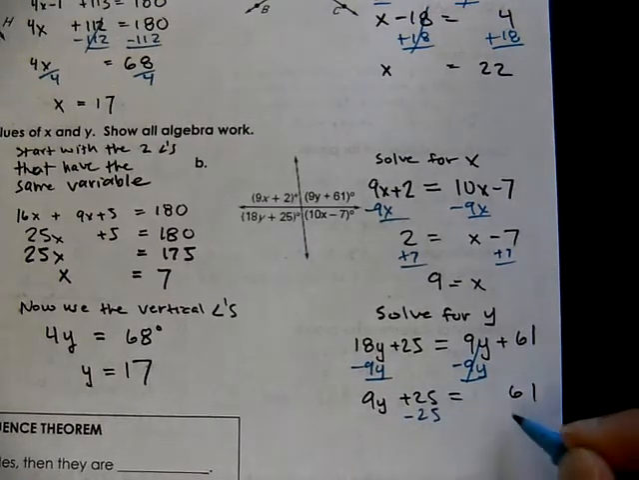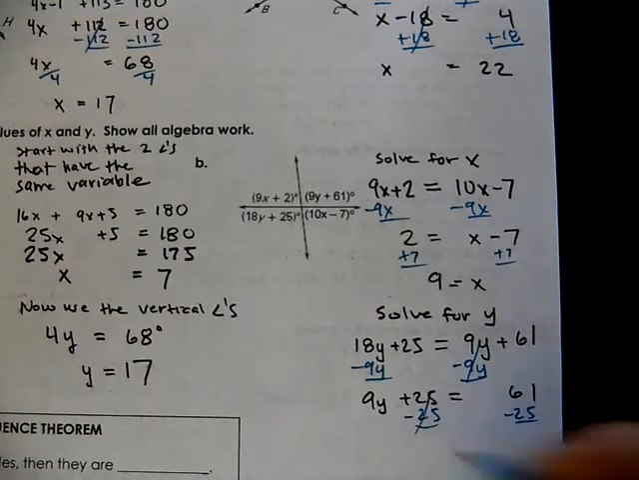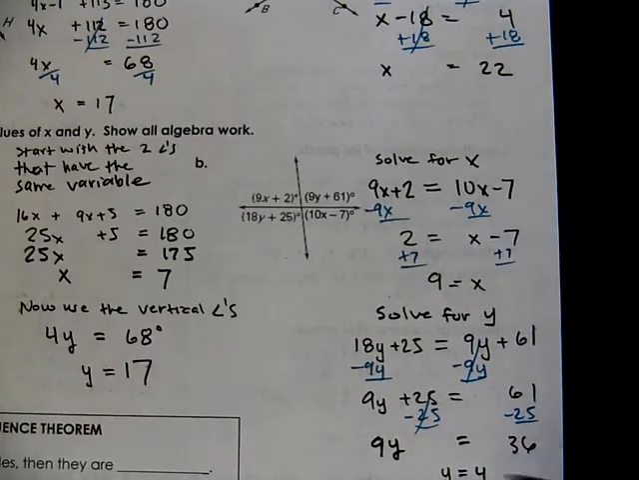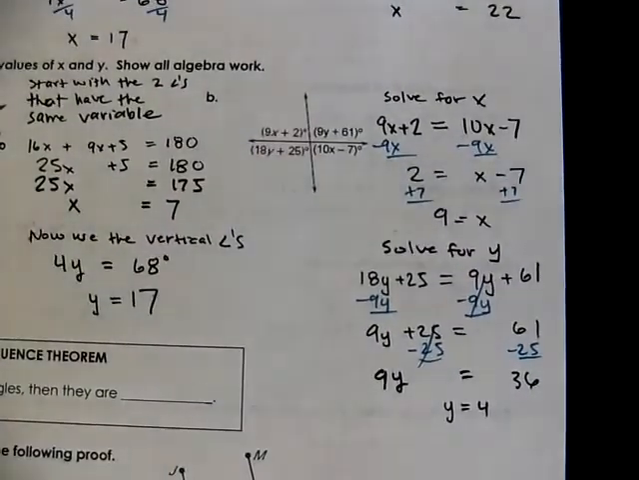And then let's move all the constant terms to the other side, subtracting 25 from both sides. So 9y equals 36, and then divide away the 9 to get y by itself, and we get 4. So x is 9, and y is 4. There we go. So those are the big ideas, talking about linear pairs and vertical angles, how to read the diagram, set up an equation, and solve for the variable.